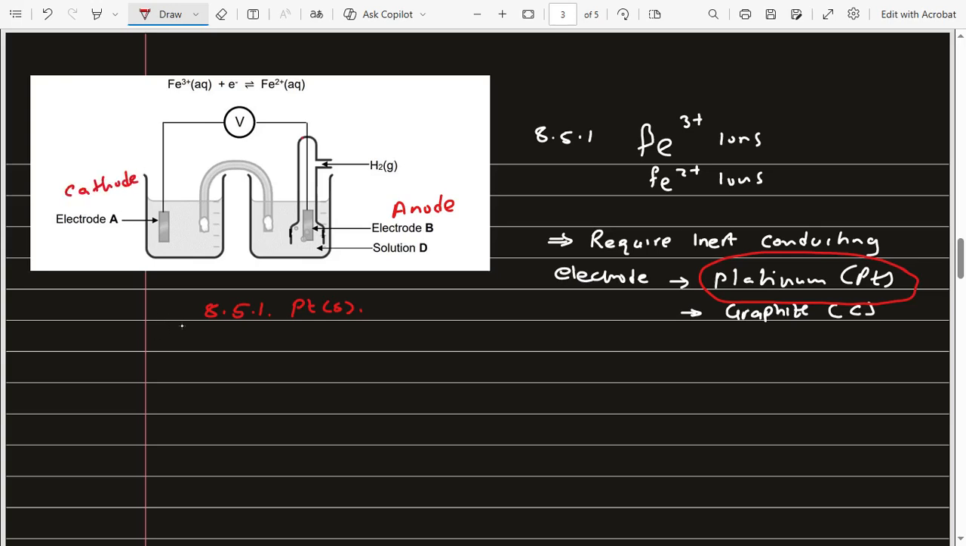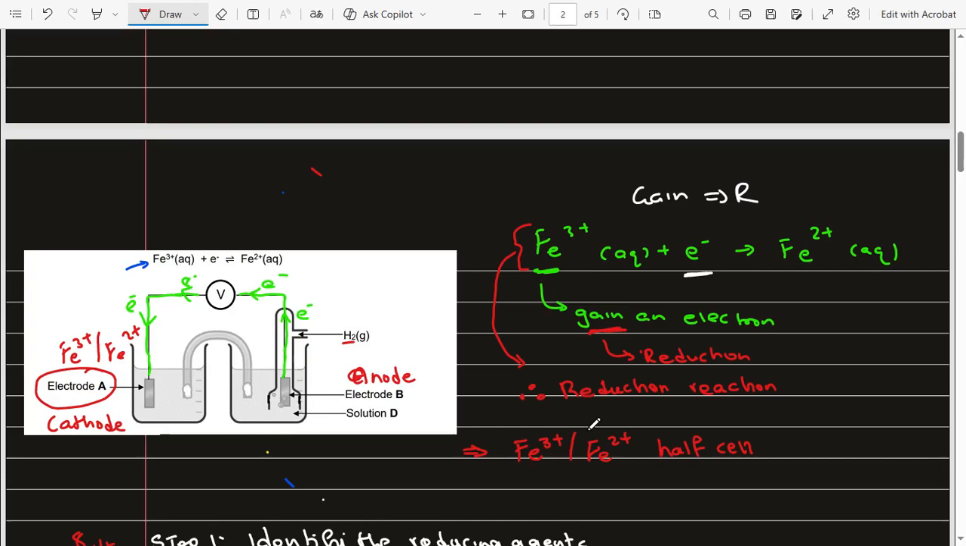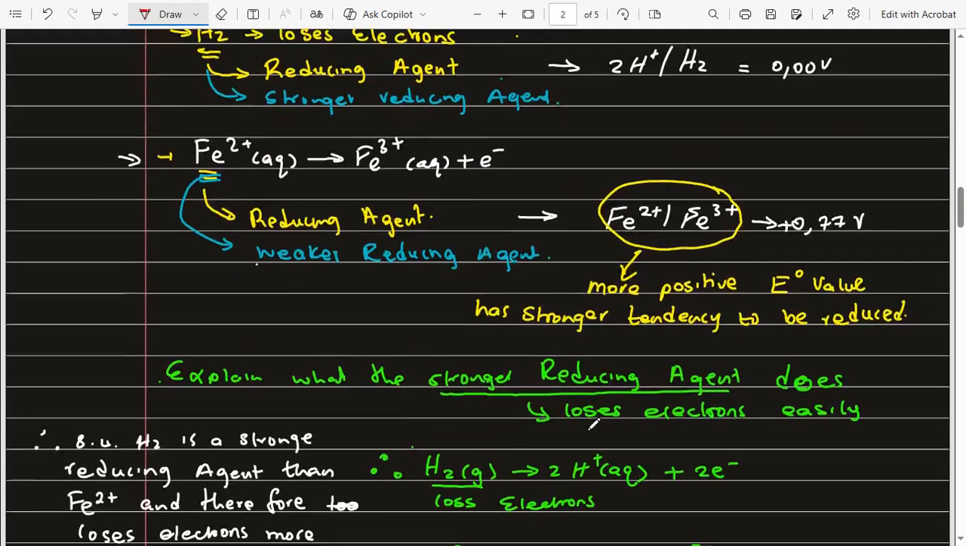Okay, so now we need to recall what happens at the cathode and the anode. Oxidation occurs at the anode, so at the anode this will be oxidation. This is where oxidation occurs. And then at the cathode, we're going to have reduction. Reduction is gain of electrons, oxidation is loss of electrons.